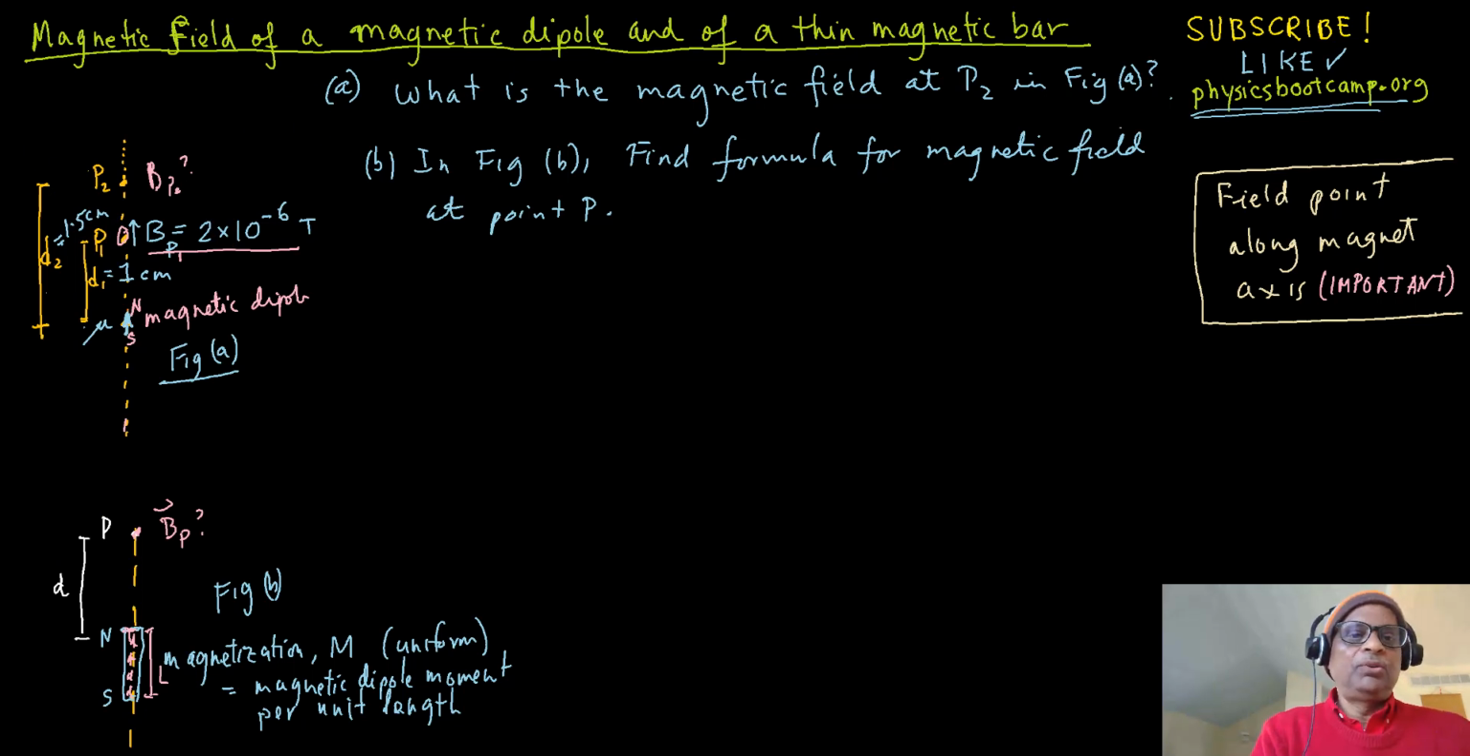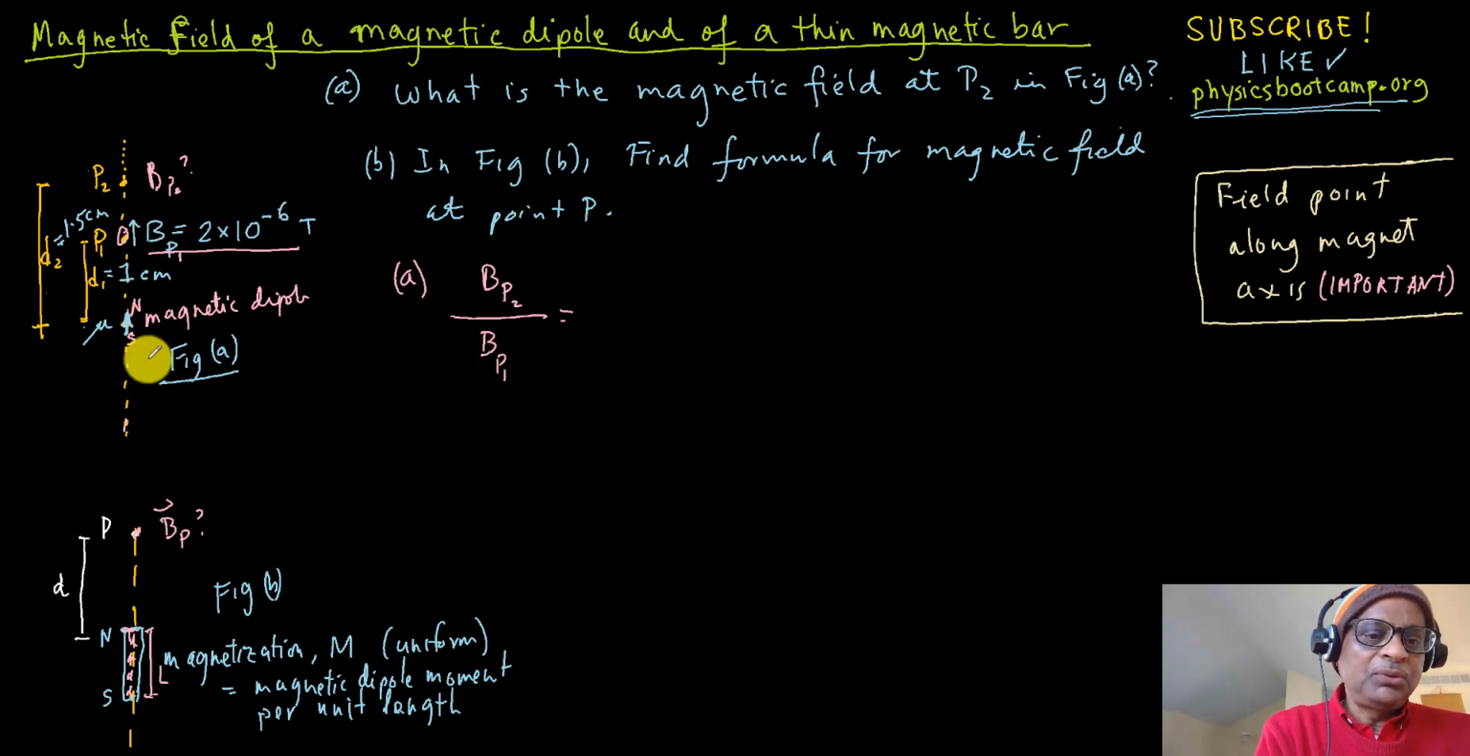Okay, to do A, what do we need to do? What we need is to be able to get the ratio, B at P2 over B at P1. So if I know a formula for this, I will be done, right? So how do I get this formula?